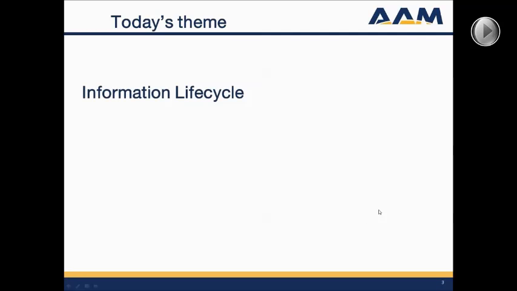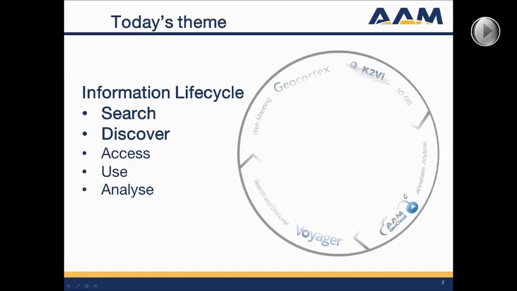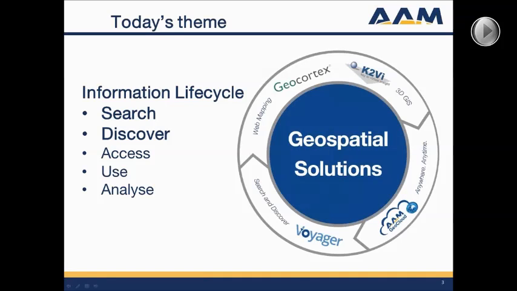All right. As we all know, the information lifecycle is a dynamic series of overlapping activities. These activities can be broadly defined as search and discover, access, use, and analyse. It's AAM's range of technology products and services that are the building blocks for our geospatial solutions that help clients with these particular activities. Today's theme for our webinar is search and discover, where we'll explore how Voyager can assist in this part of the information lifecycle. We'll also briefly look at how Voyager relates to our other technologies that make up the full suite of the AAM geospatial solutions, and in particular, Geocortex.